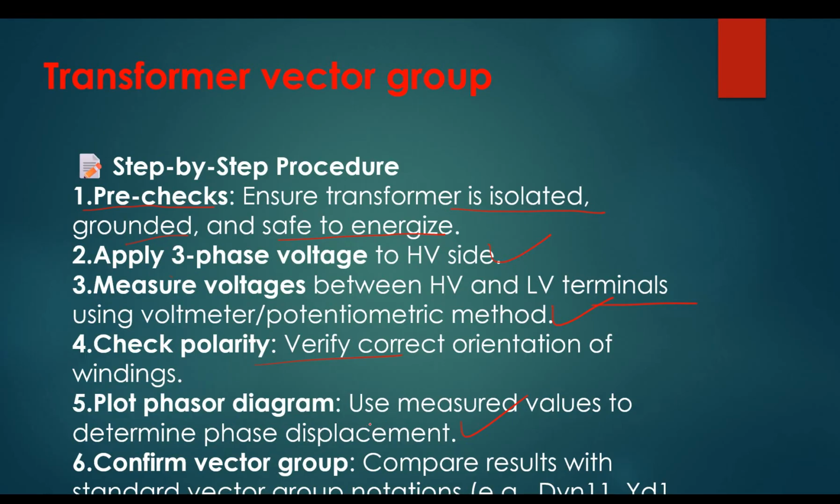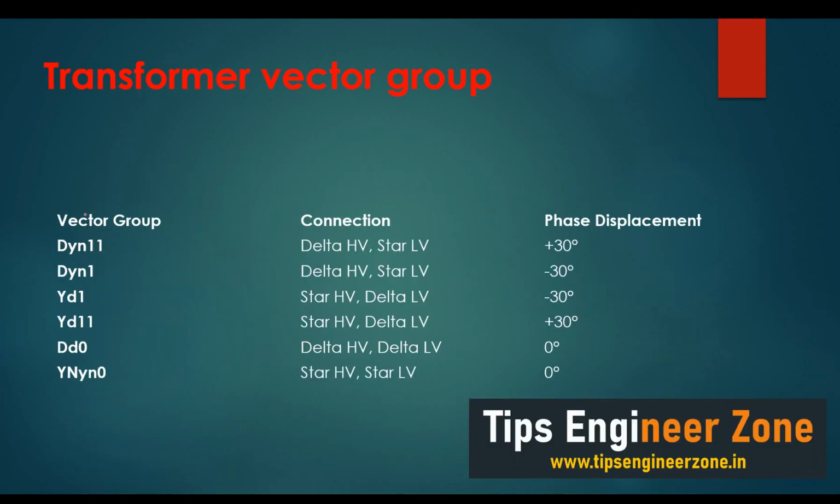Compare the result with standard vector group notations like Dyn1 or YD1 or YD11. This is the list of all vector groups 1, 2, 3, 4, 5 and 6. Talking about Dyn11, the connection is delta on HV and star on LV, because delta is a capital letter.